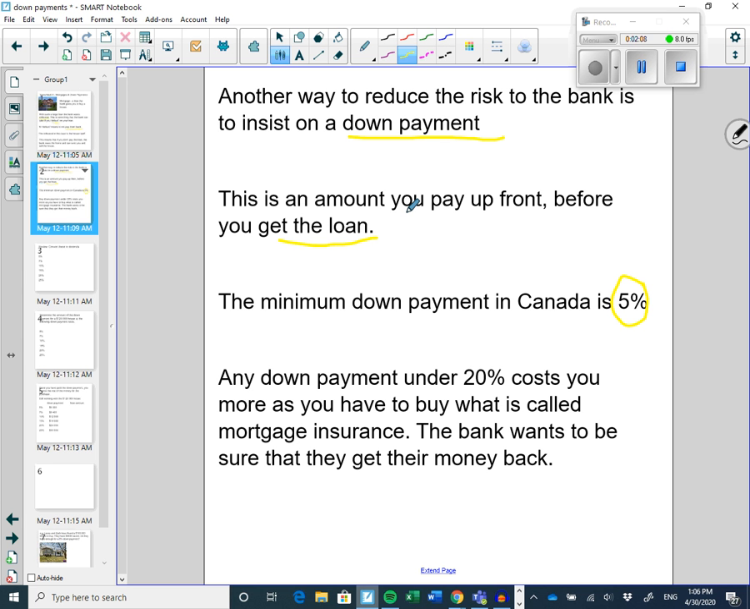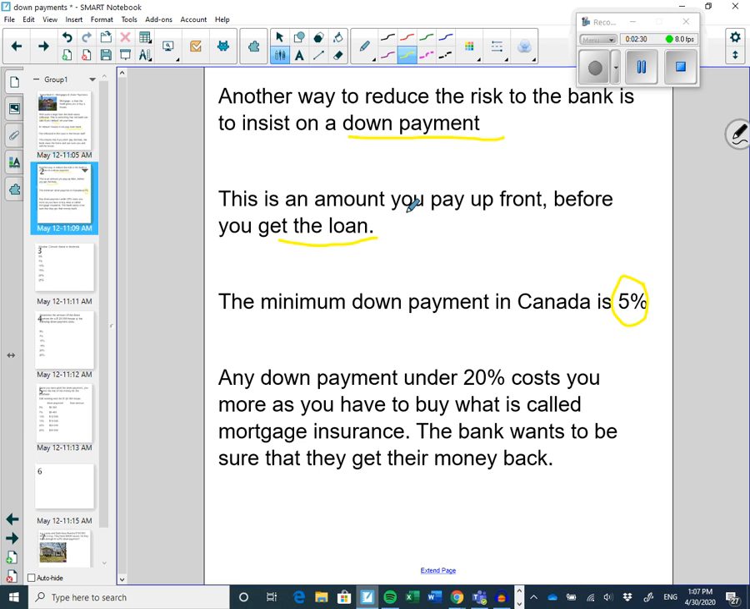Sometimes people put down more than 5%, but any down payment that is under 20% costs you more because you have to buy what is called mortgage insurance. The bank wants to be sure that they get their money back. So if you have a smaller down payment, something less than 20%, you have to buy extra insurance, which costs you more money to make sure that the bank is covered if you do default on the loan.